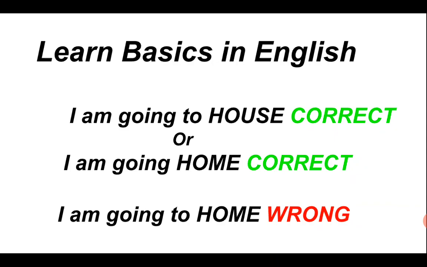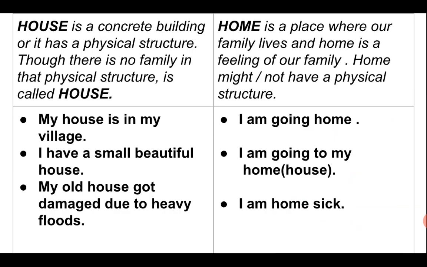Let's look at the second slide. I'm going home is right. I'm going to my home is right. And I'm homesick is right. I'm going to my house is also right. Look at the two examples which are given in the second box. I'm going home is right. I'm going to my home is right, because you have used the preposition to before the pronoun. My is a pronoun, right? I'm going to my home. Here, to is a preposition which is used before a pronoun.